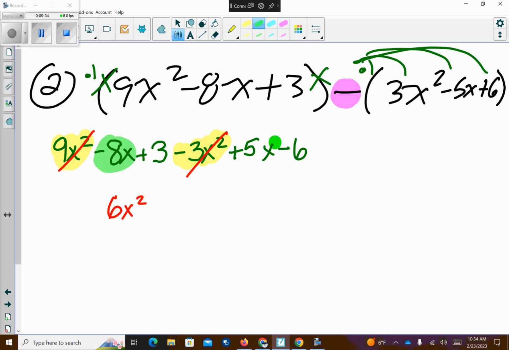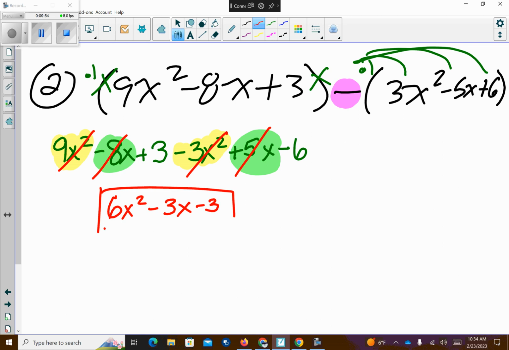Then we got our x's. What's -8x plus 5x? -3x. Good. Cross those out. And then 3 minus 6. -3. Beautiful. Okay. Good.